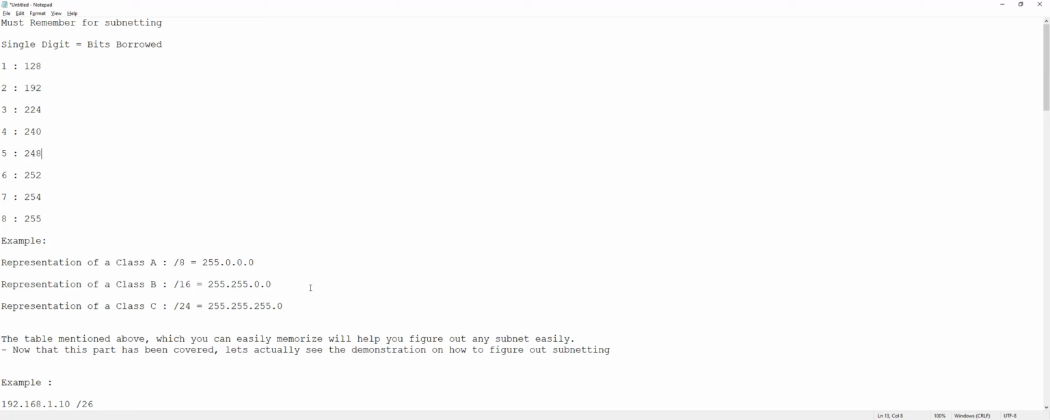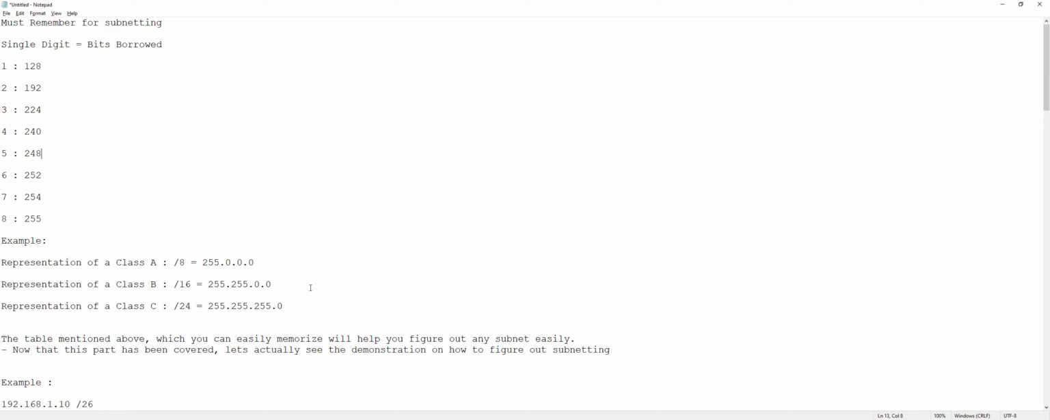So the first thing, this number right here is the holy grail when it comes to my technique. So it says here, single digit equals bits borrowed. Before we talk about what a bit is, when it comes to subnetting, there are four octets. You can argue that this is the first octet, this is the second octet, this is the third octet, this is the fourth octet.